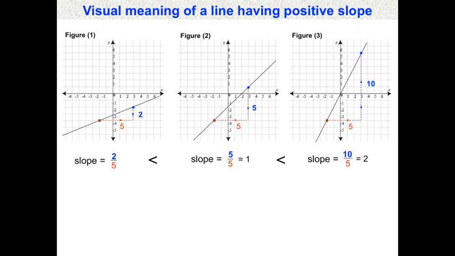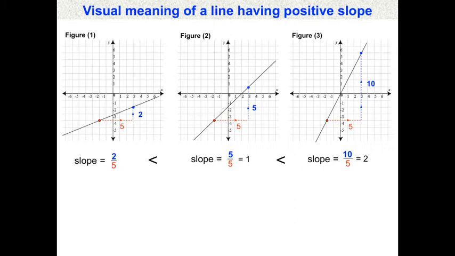And now, here are some problems that you might want to look at. In these figures, the delta x value, in other words, the horizontal change, is the same for figure 1, figure 2, and figure 3. Its value is 5. But the vertical change increases as we go from figure 1 to figure 2 to figure 3. And notice that the slope of figure 1 is less than the slope of figure 2, which is less than the slope of figure 3.